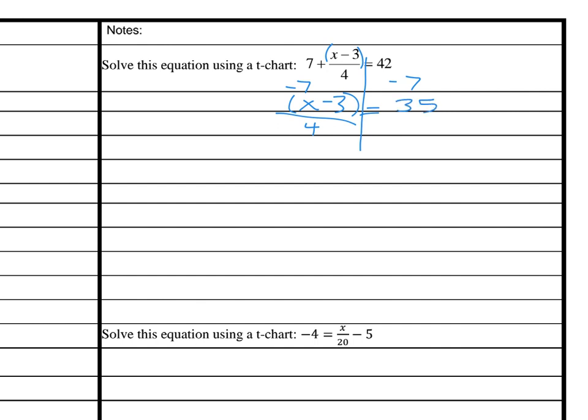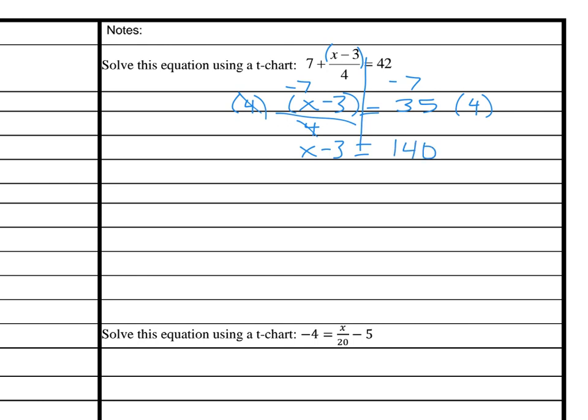And now x minus 3 divided by 4, I said that part last, so that's the first thing I get rid of now. So I'm going to multiply by 4 to get rid of dividing by 4, but I have to do it on both sides. 4 divided by 4 is just 1, so I'm left with x minus 3. I don't need the parentheses anymore, which equals 35 times 4, which is 140.